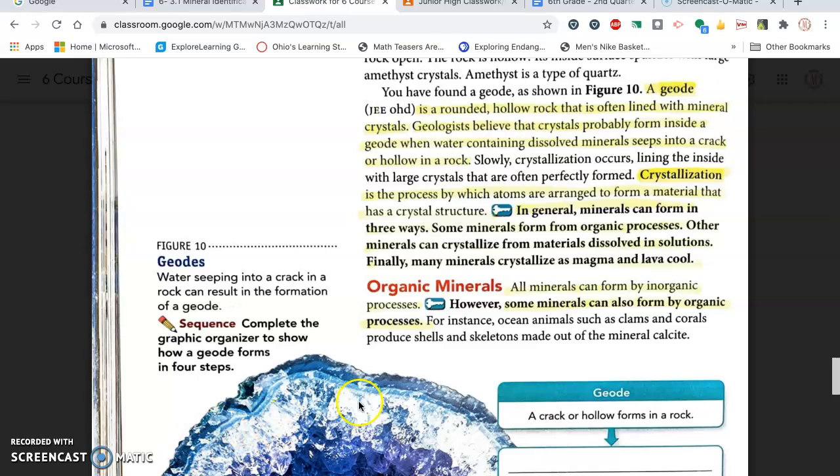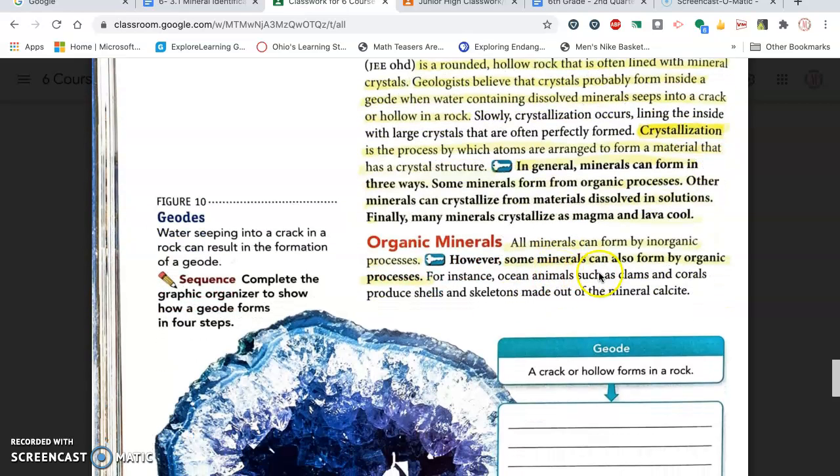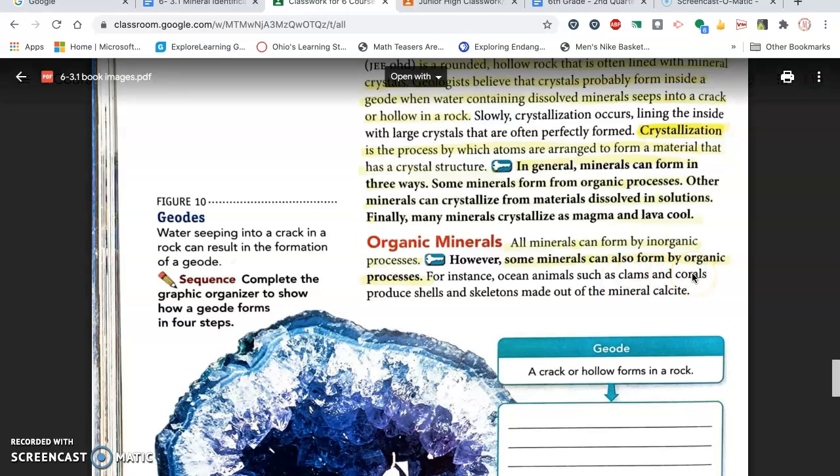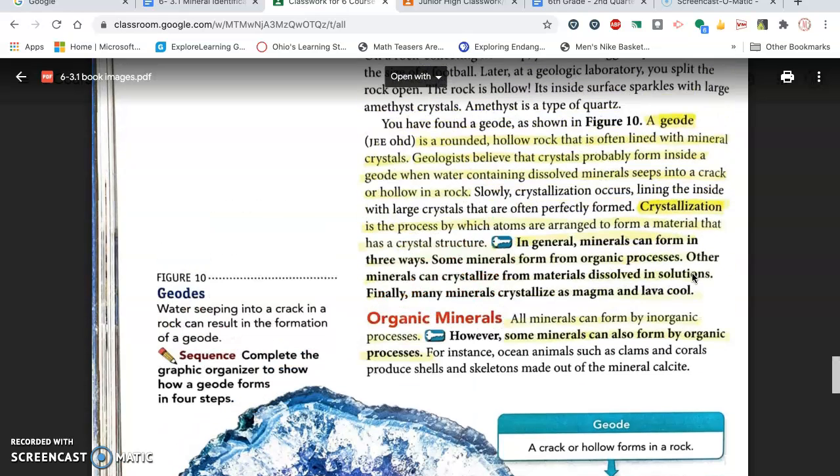And so the example they give is calcite. Calcite can form inorganically, or not from living things, but calcite can also come from ocean animals such as clams and corals in their shells. They produce these calcite shells, and this calcite is still considered a mineral when it is in this form. So in order for a mineral to form organically, that same mineral must be able to form inorganically. So that's how we get around that characteristic that we said had to be true for a material to be a mineral.